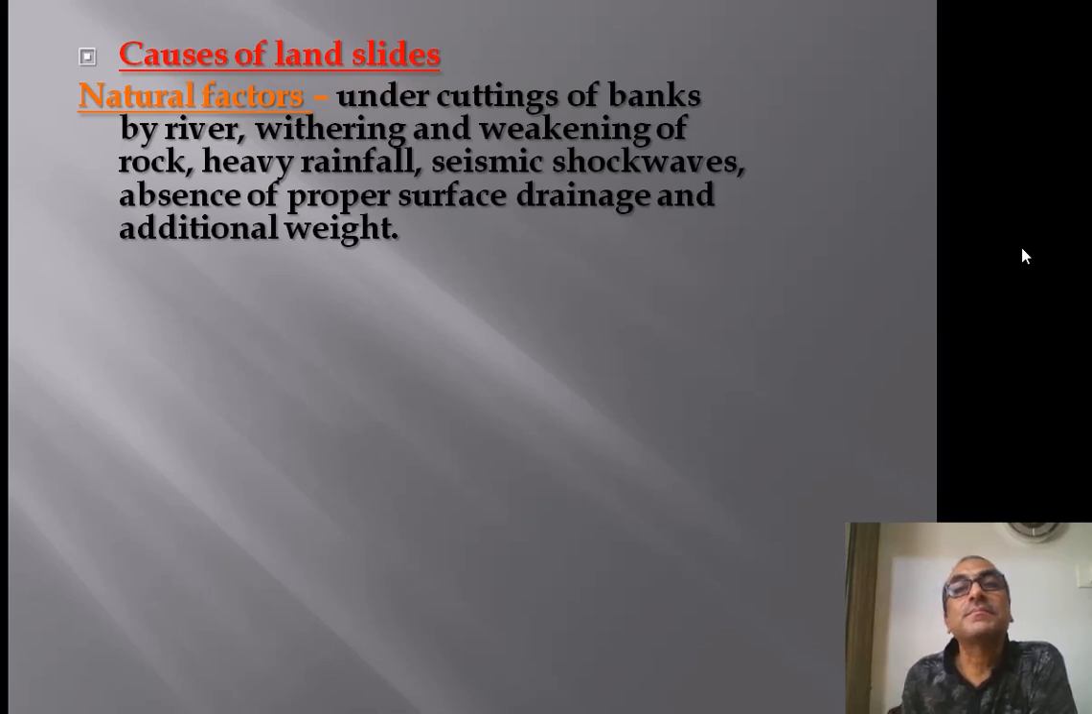First one, natural factors like undercutting of the banks by river, weathering and weakening of rock, heavy rainfall, seismic shocks, shock waves we can say, and absence of proper surface drainage and the additional weight. Let's slightly emphasize about these points. Cutting out the bank by a river means when the river flows, it will cut away some part of the mountain area, and slowly that encaving or cutting from the bottom increases, so that makes the part of the land on the top of the mountain slide downward, as because there is no support down there.